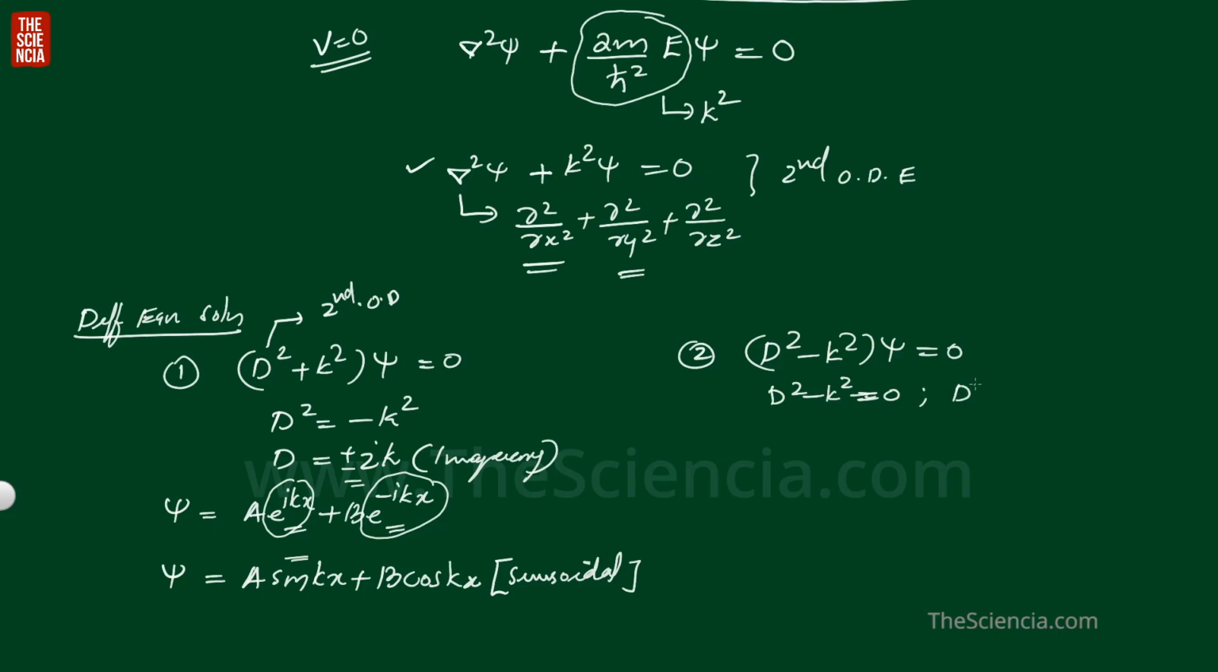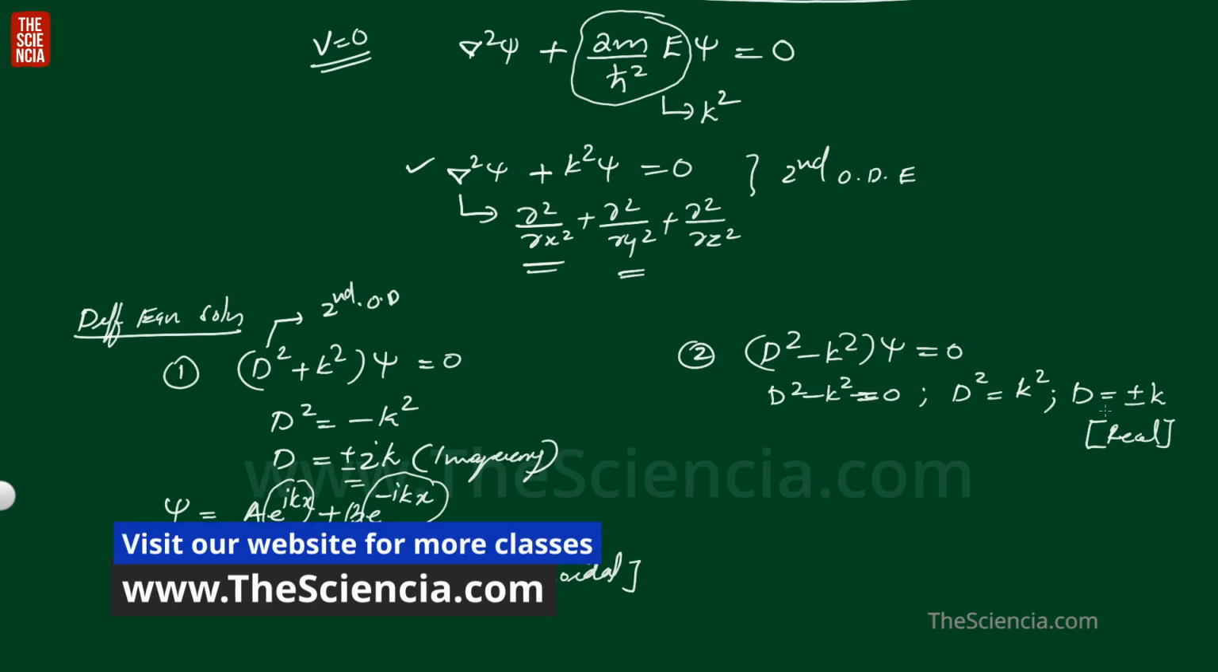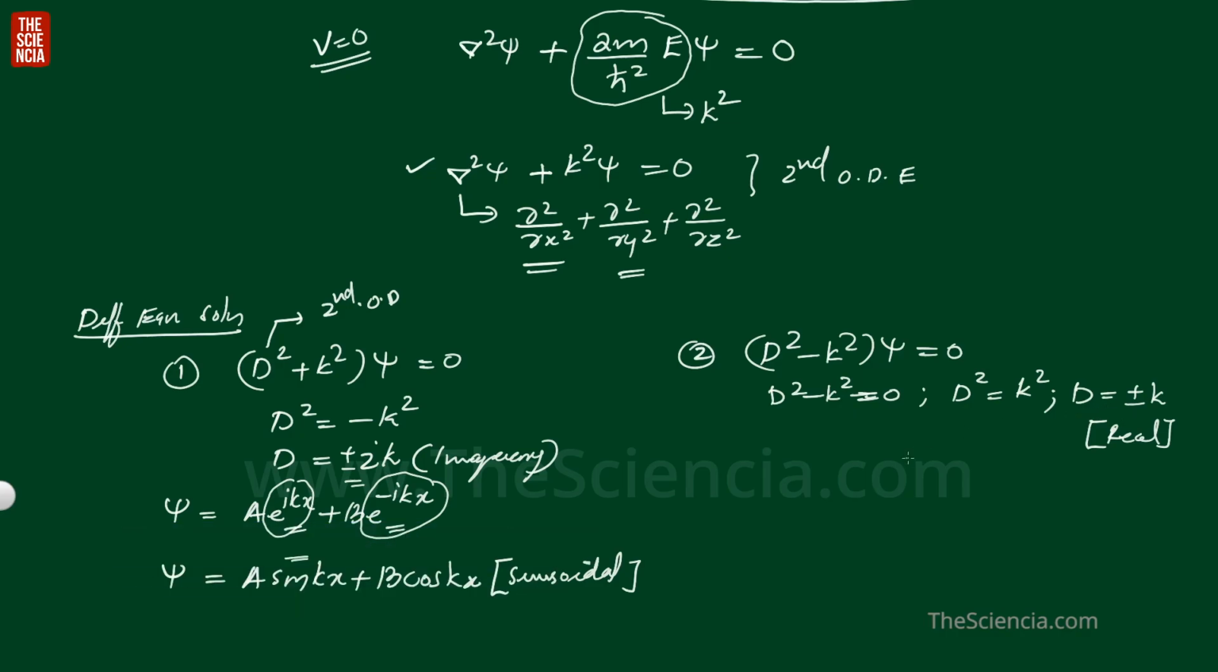That is d square equal to k square. So what we get? d is equal to plus or minus k. Here this value is real, right? We got two solutions, that is d equal to plus k and another solution is d equal to minus k. So the general solution will be a combination of this plus k value and minus k value.